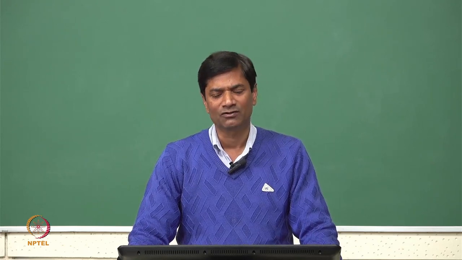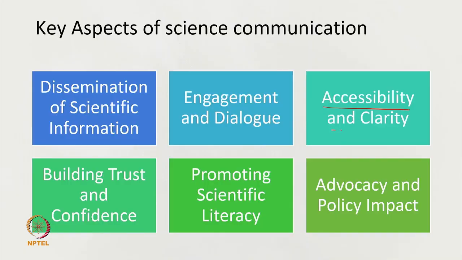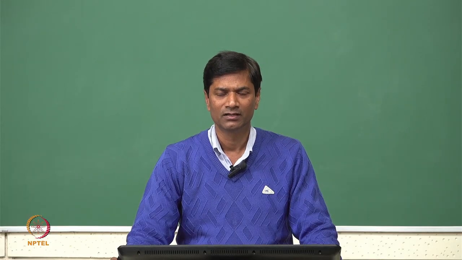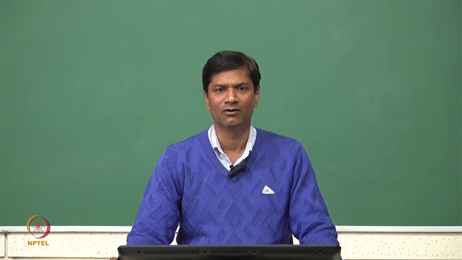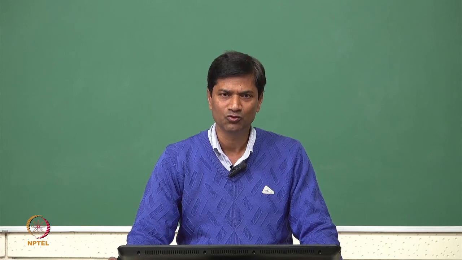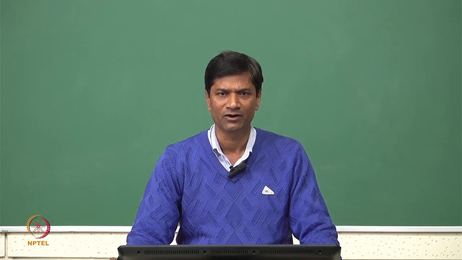Another aspect of science communication is accessibility and clarity. Science communication should be accessible to all. It should be clear. It shouldn't be opaque in nature. Crystal clear information should be there so that it helps people to build their opinion, and to use science in their day-to-day life.